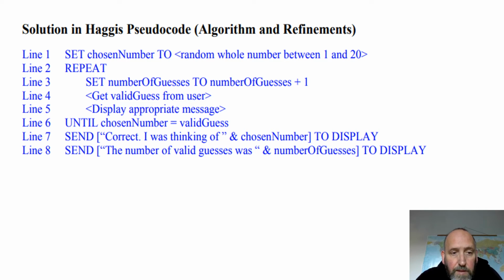Here's our algorithm. Set chosen number to random whole number between 1 and 20. Repeat: set number of guesses to number of guesses plus 1, get valid guess from user, display appropriate message, until chosen number equals valid guess. And then send: correct, I was thinking of chosen number, and the number of guesses was. Now we have to refine this algorithm. So pause the video and see if you can have a bash at it, at least try.